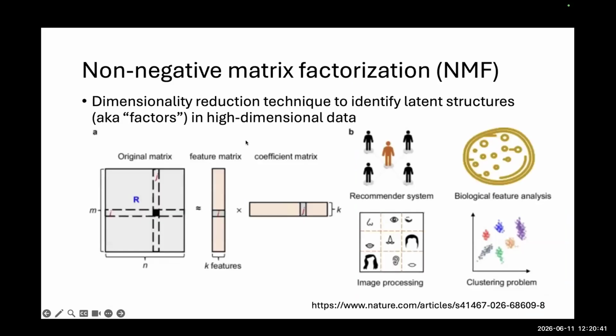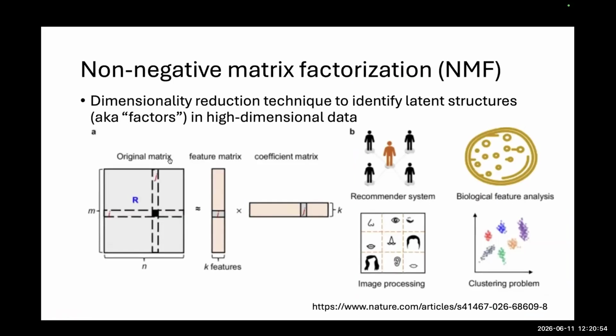This interface leverages a technique that we call non-negative matrix factorization, or NMF. This is a dimensionality reduction technique that identifies latent structures, or what we call factors, in high-dimensional data. So here, if you're looking at an original matrix, you can simplify that into submatrices and pull out latent structures, or hidden information and patterns within the data. This type of technique has been used in a number of different settings, some relevant to biology and others not. And we'll give one example that is from outside of biology here.